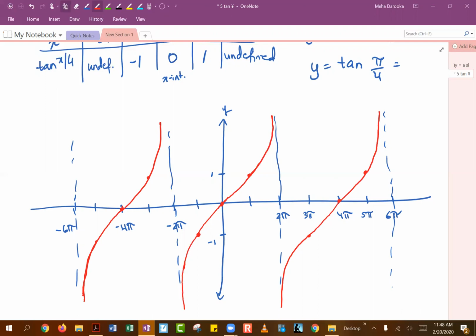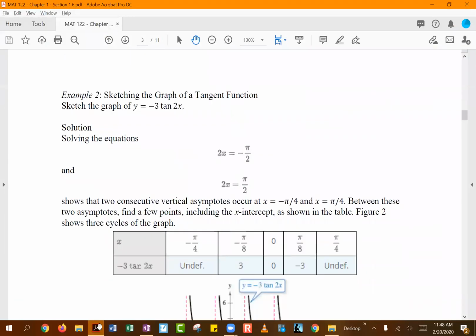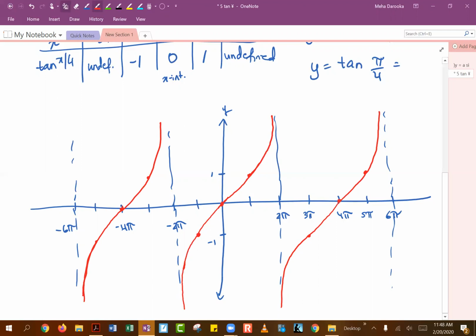Normally keep in mind, they will ask you to do at least 2 full periods. All right, question on this graph here.